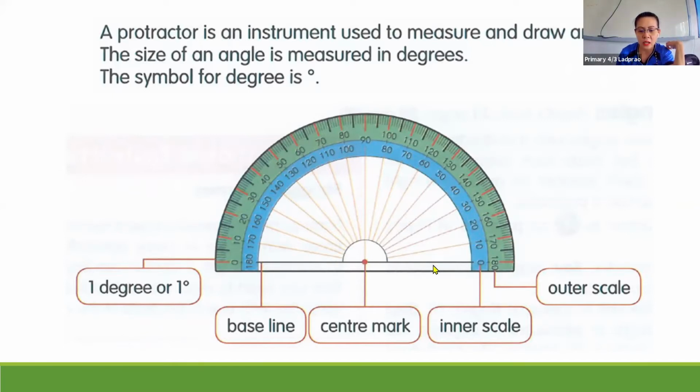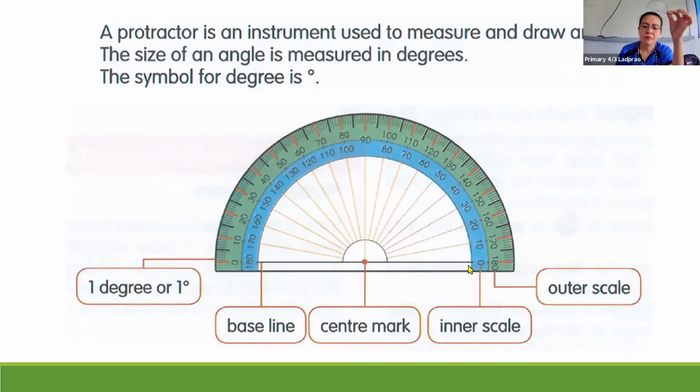This line in here that is aligned with 0, this is what we call the baseline. So this is the baseline, not this one. You might think that this is the baseline. No, this one is the baseline. The dark one. Yes, this is the baseline. That's the baseline.